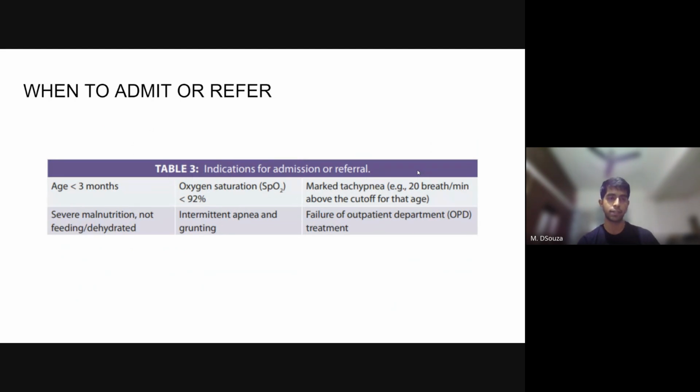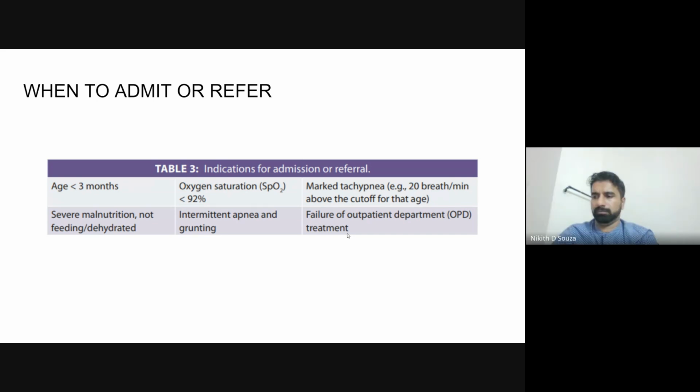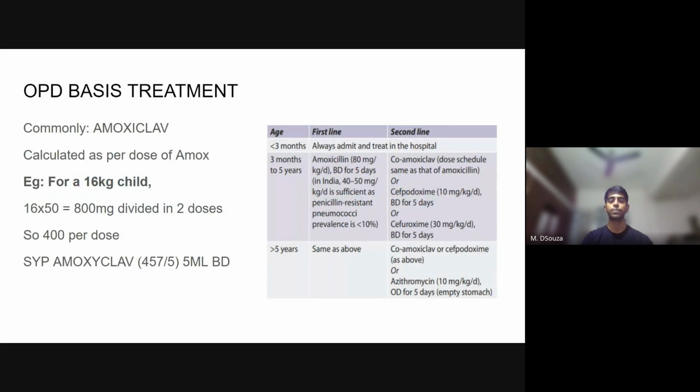In terms of when to admit, again, always go with your intuition, and for children who are just not looking that good, we would probably advise you to refer them, or at the very least, admit them. But to follow more objective criteria: children less than 3 months with saturations less than 92, or an extremely tachypneic child, these two cases warrant some amount of oxygen support. In cases of severe malnutrition, intermittent apnea or grunt, or failure of oral antibiotics, these are the scenarios where you would probably think of admitting the child.